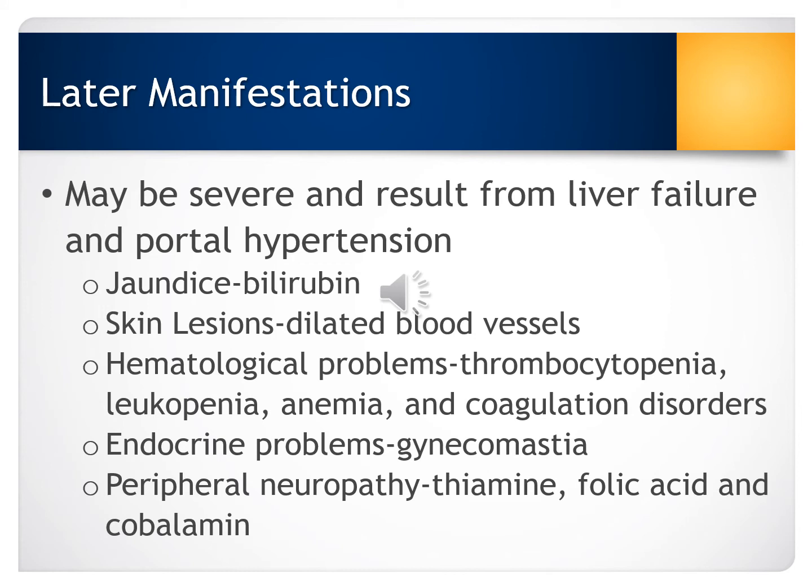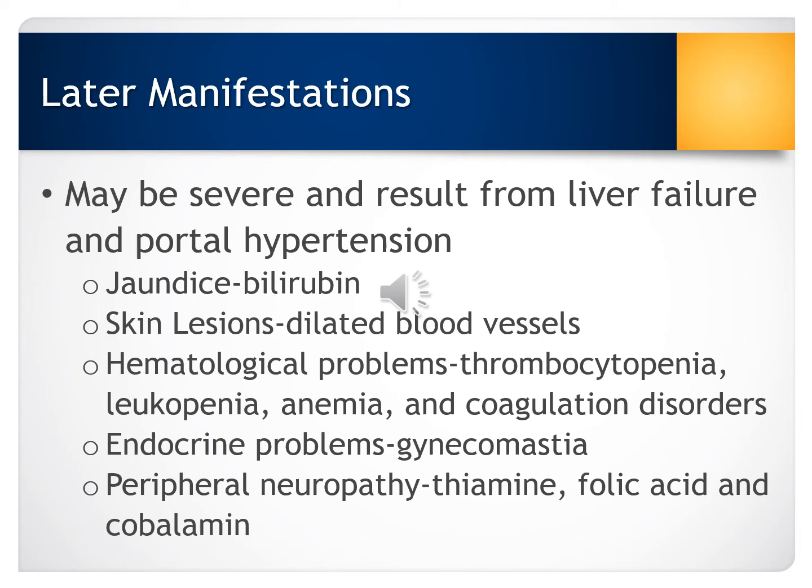Later manifestations may be severe and result from liver failure and portal hypertension. Jaundice occurs as a result of the decreased ability of the liver to conjugate and excrete bilirubin. Spider lesions, such as spider angiomas, can occur on the nose, cheeks, upper trunk, and neck. And this results from an increase in circulating estrogen because the liver can no longer metabolize steroid hormones.